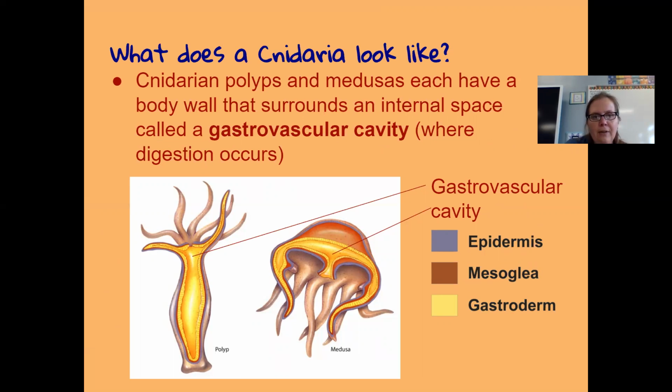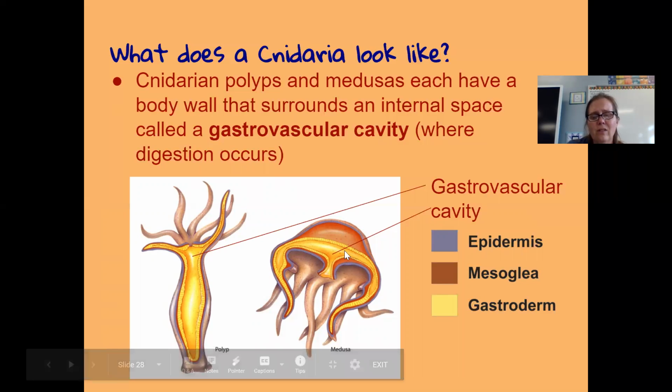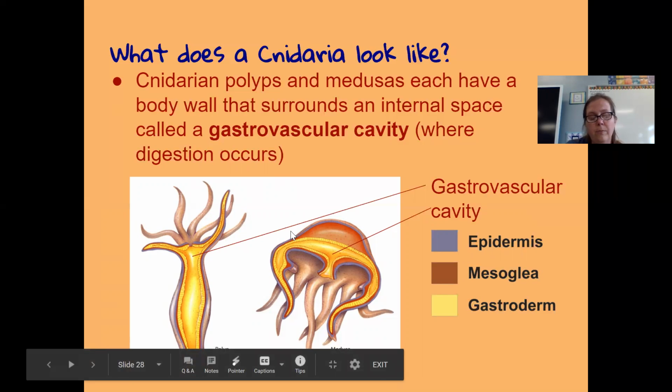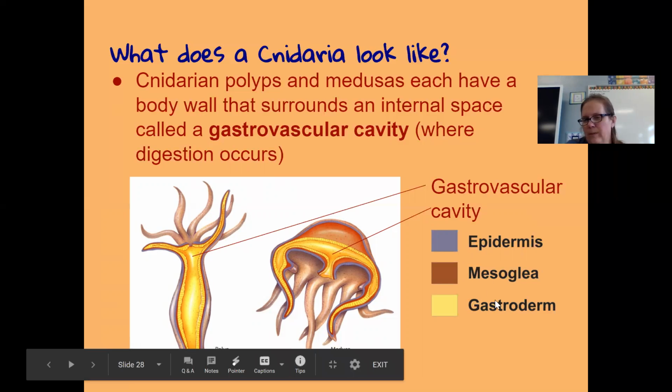Cnidarians have a body wall, both have a body wall, so I'm still on slide 14 here, and it surrounds this gastrovascular cavity. So if you can see here, this is this cavity here, and in the medusa, the cavity extends here, and the body wall surrounds that internal space. And you don't have to know the epidermis, mesoglea, gastrodermis, but you can see that there are layers of the body wall.